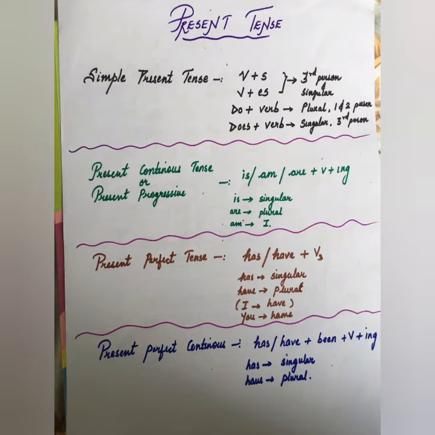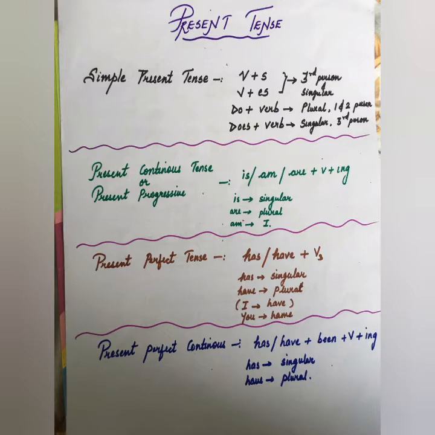Next you have present continuous tense. What is the formula of formation? Present continuous tense or present progressive tense, you have is, am, are plus verb plus ing. Is is used for singular, are is used for plural, am is used with I. Okay, learn this very properly. It will help you out in formation of proper sentences.